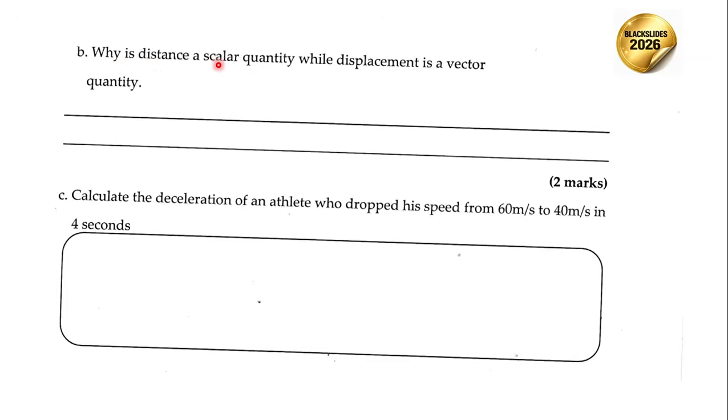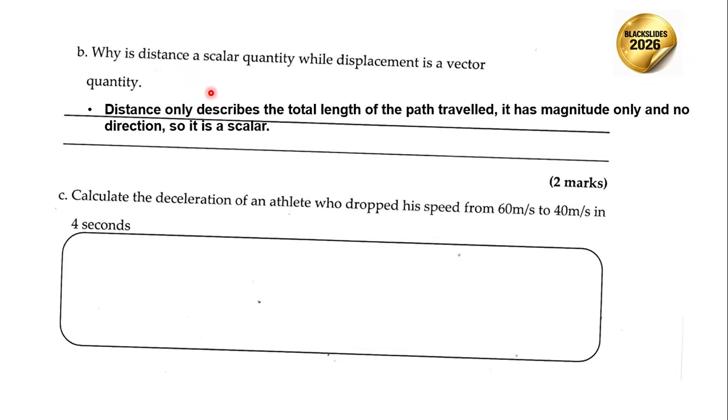Why is distance a scalar quantity while displacement is a vector quantity? This is a follow-up question from the previous one. Distance is considered to be a scalar quantity. Remember, a scalar quantity is a quantity that does not have direction, but it has only magnitude or size. So distance is one of them. It's because distance only describes the total length of the path traveled. It has magnitude only and no direction, so it is a scalar quantity. 1 mark.